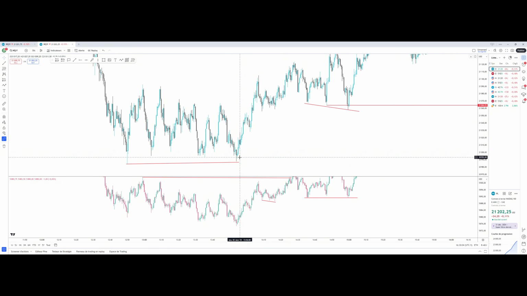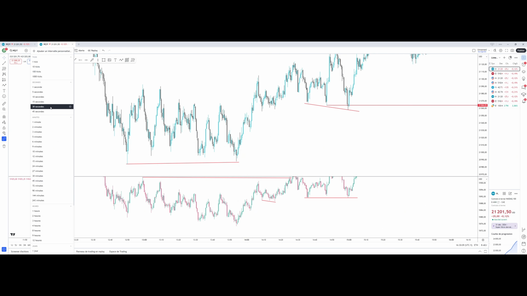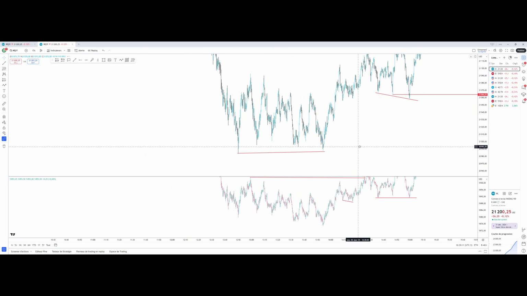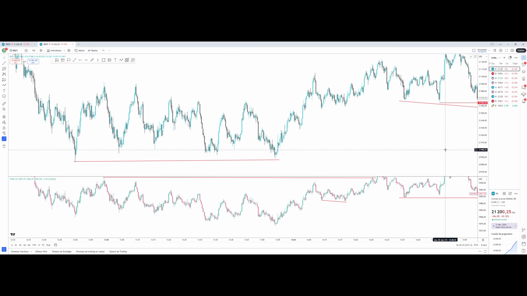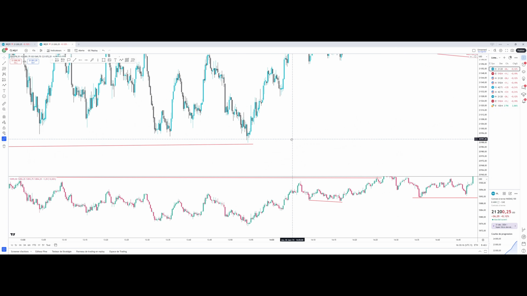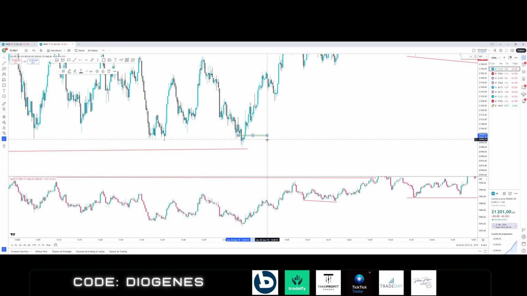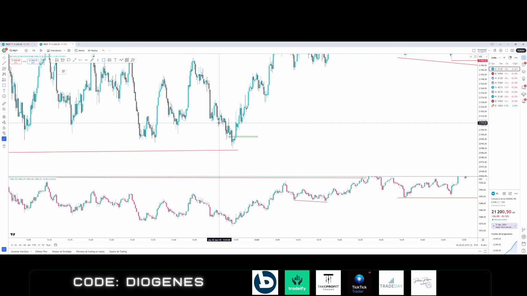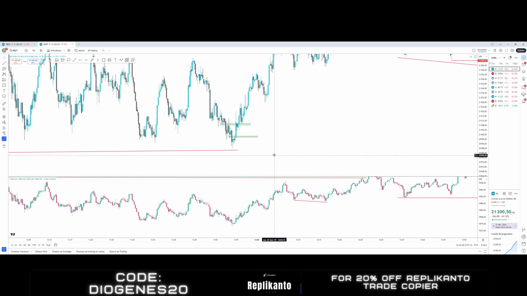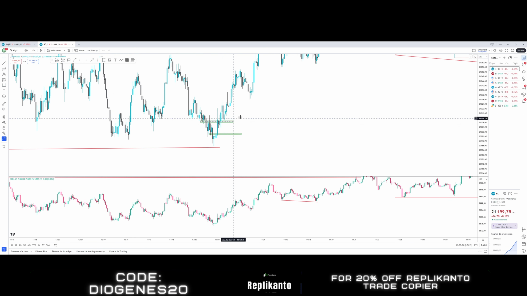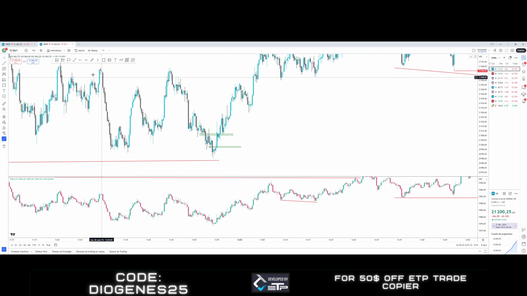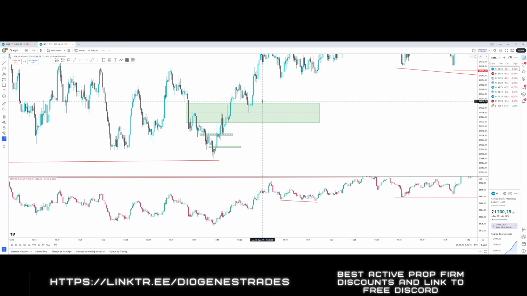Was there an IFVG here? Not in this time frame, okay? But I remember thinking about taking this trade, okay? So we had this tiny little IFVG here, right? I was thinking about taking this trade, but yeah, we had this, right? So I had two chances to enter. Let's call it 3 chances to enter, but I didn't enter.